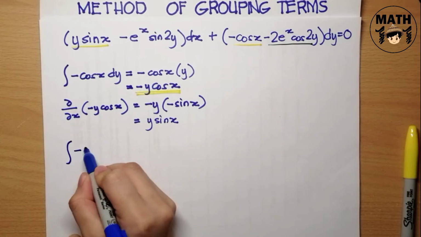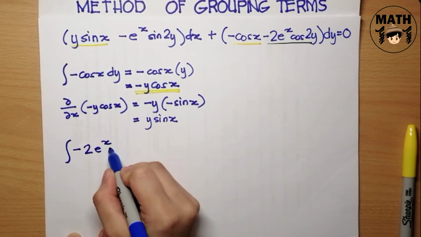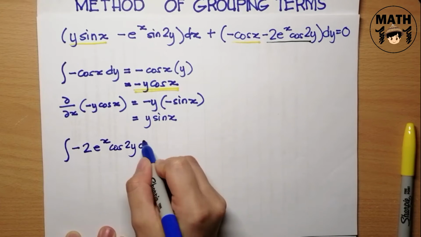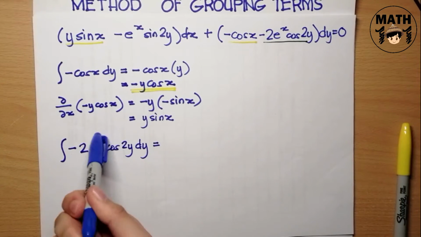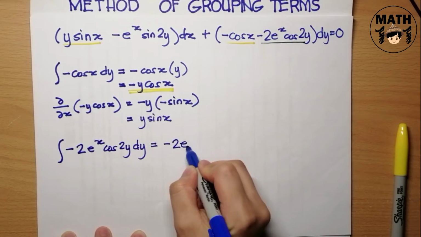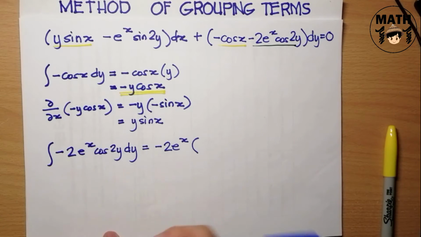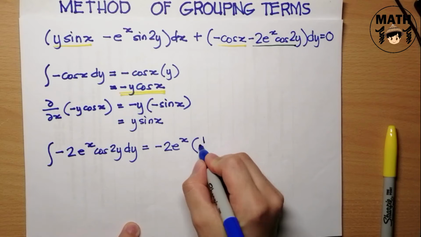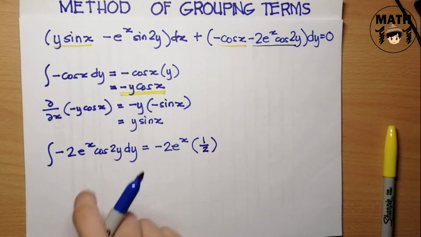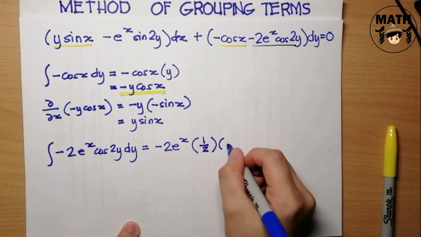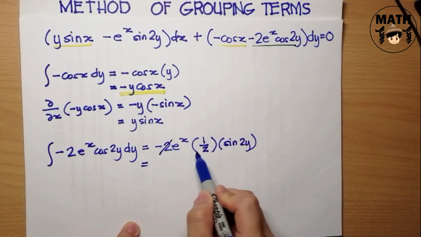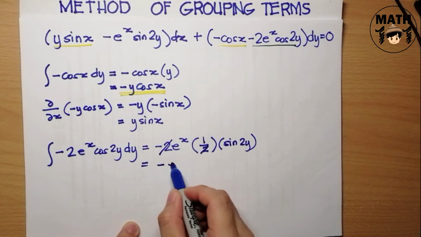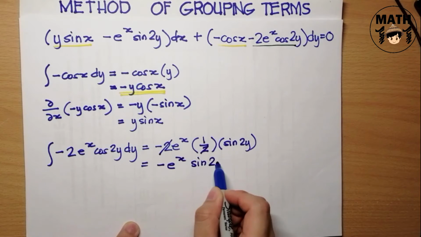So, the integral of negative 2 e raised to x cosine 2y dy. Lahat ng hindi y ay taken as constant. For the integral of cosine 2y dy, so dahil may 2 tayo rito, kailangan meron tayong 1/2. Then the integral of cosine ay positive sine, then copy the angle. Simplifying this, we can cancel 2. So, negative e raised to x sine of 2y.